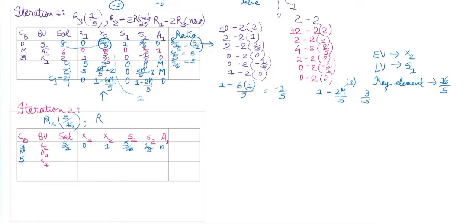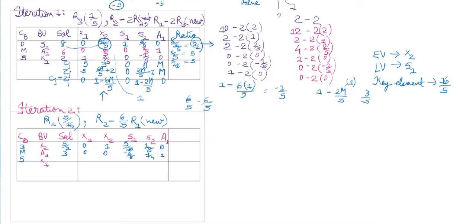So we get 5 by 2, 0, 1, 5 by 16, 1 by 8 and 0. Now our second row operation will be R2 minus 6 by 5 R1, because it is 6 by 5. So 6 by 5 minus 6 by 5 will become 0. So on performing the row operation we get 3, 0, 0, minus 3 by 8, 1 by 4 and 1.